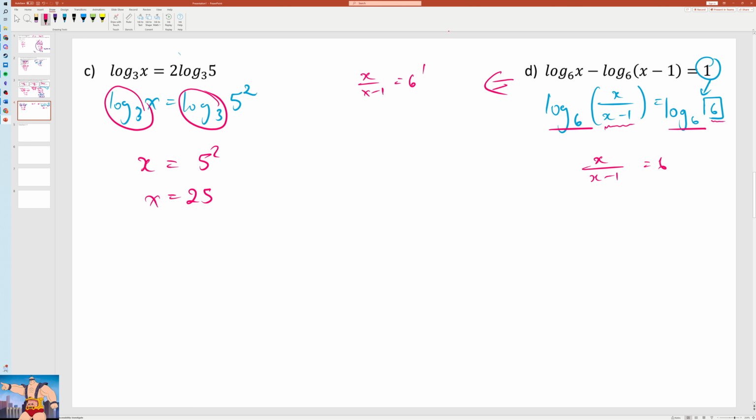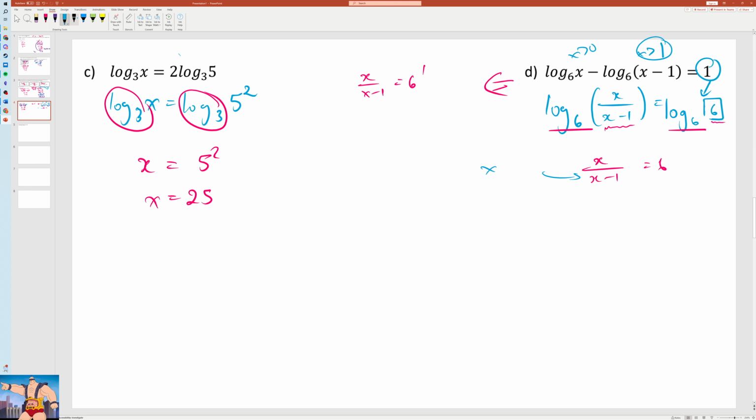Okay, all right. And at this point, we want to keep track of restrictions here. X cannot equal 1. Well, we don't even have to do that. We can just say x is greater than 0, x is greater than 1. In fact, this one takes precedence over here. Now, what are we going to do from this part here? We're going to multiply both sides by this x minus 1 here. We can cancel out these denominators, and we get x is equal to 6 times x minus 1.